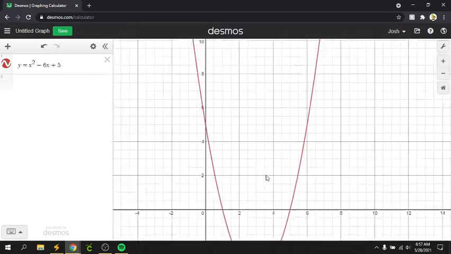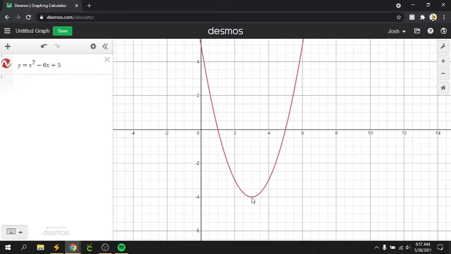Here's what our quadratic looks like. It goes up forever. It looks like we have a vertex down here at 3, negative 4. There's another point right here at 4, negative 3, if I can get it just right. There it is, 4, negative 3. Boom. Okay, now I'm going to pop back to myself real quick.